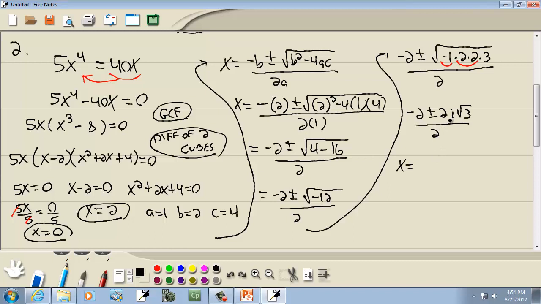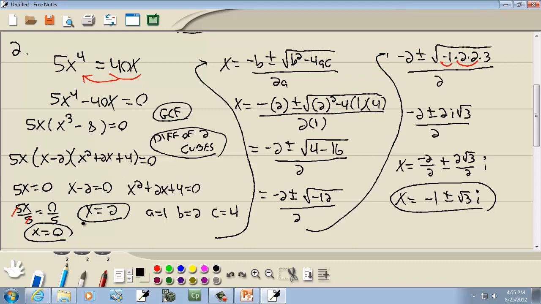And since we have an i involved, we want to split it apart. The real part, negative 2 over 2, plus or minus the imaginary part, 2 square root of 3 over 2 i. Now these 2's cancel, and we got x is equal to negative 1 plus or minus, those 2's cancel, square root of 3 i. And those are our other two answers. Now our largest power in this problem was x to the fourth. It means we're going to have 4 answers. Doesn't mean they're all going to be real. We had two real ones, and then we had 2 imaginary ones. So anyway, those are our 4 answers.